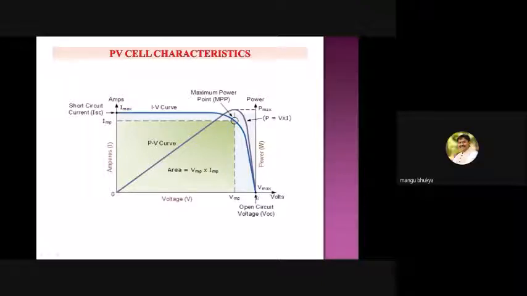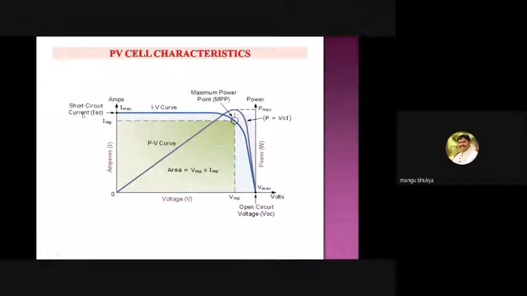You know from your fundamentals that current always flows in a closed circuit. So here the positive terminal and negative terminal are kept open. We didn't connect any load or any wire between the positive terminal and the negative terminal of the panel. So there we get the maximum voltage. This is called the open circuit voltage, and this is called the short circuit current.